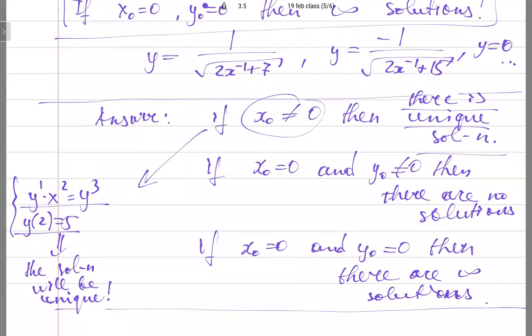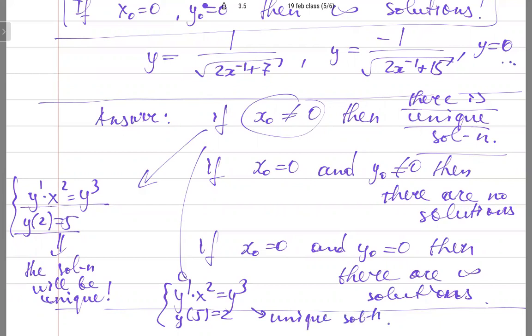Okay? So if you have an equation like that, y prime times x squared equals y cubed, with y of 5 equal to 2, the solution of this system of equation plus initial condition will be unique. But it will be different from the solution for y of 2 equals 5. These two initial conditions will give me two different solutions. Unique, I mean unique given initial conditions.